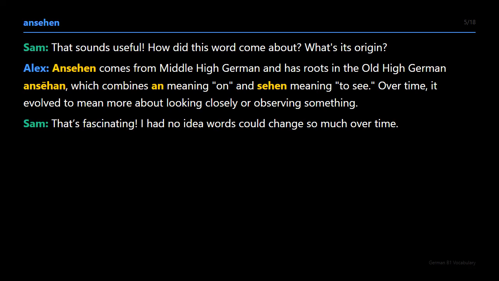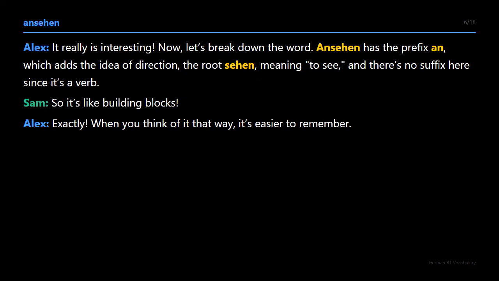It really is interesting. Now, let's break down the word. Ansehen has the prefix, which adds the idea of direction, the root Sehen, meaning to see, and there's no suffix here since it's a verb. So it's like building blocks. Exactly. When you think of it that way, it's easier to remember.